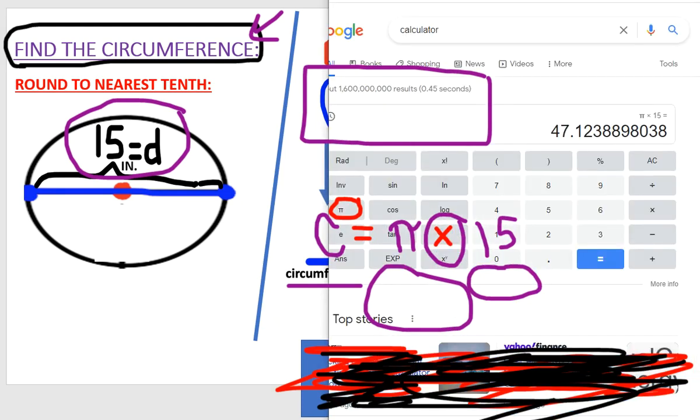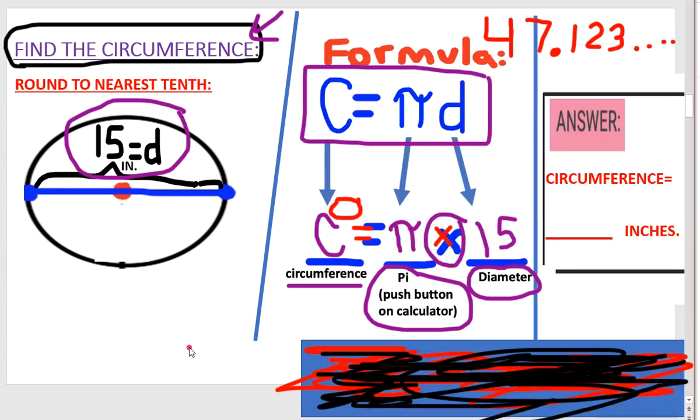47, whoops, let's go back. 47.123, and so on. It goes on and on and on. So, what we need to do is go back to the question, and the question says, round to the nearest tenth. So, we need to know where is the tenths place, and then we have to see, are we going to round? Are we going to change it or do one more?